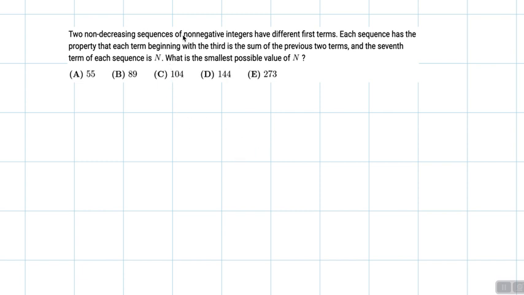We'll start by looking at these sequences. We'll call this first sequence the first term being a, second term being b. Then the third term is the sum of the previous two terms, so this will be a plus b, and then this term is going to be the sum of this term and that term. So we'll have the fourth term, and then the seventh term is going to be 5a plus 8b.